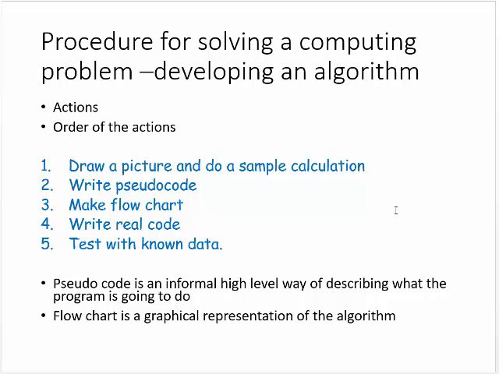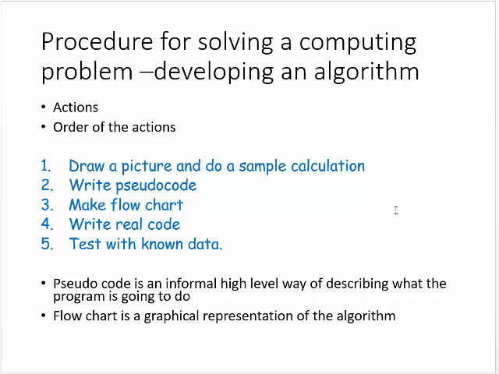either draw a picture of the problem and do a sample calculation. Make sure you understand the problem on paper, what you want it to do. Step 2 is write pseudocode. We'll talk about pseudocode in a moment with examples, but right now pseudocode is kind of an informal English language way of describing what you want the program to do. So it's sort of like if you can express the program in English words, you understand it, you're able to now put it down on paper.